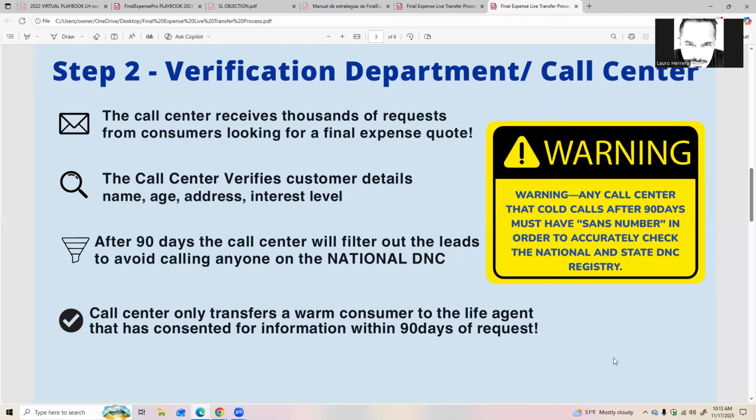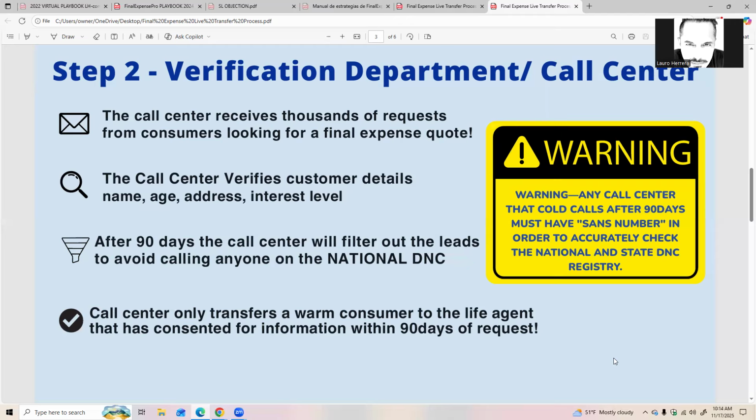So where is the risk? The risk comes if you don't know where this call center is located. You don't know who's involved in this call center operation. And you don't know exactly if this call center is following all of these steps. And the reality is that many call centers are cold calling a mix of numbers of people that asked for the info and other people that has been over 90 days old. Most call centers don't have their SAN numbers, aren't registered with the government as telemarketers. And because of this reason, they don't have a way to accurately check the DNC registry.